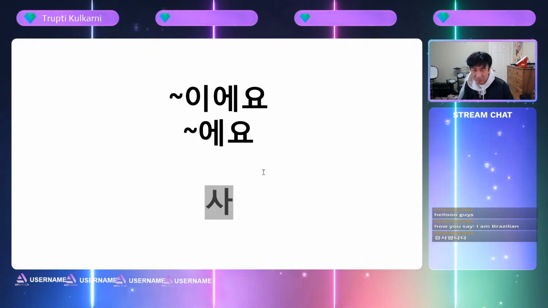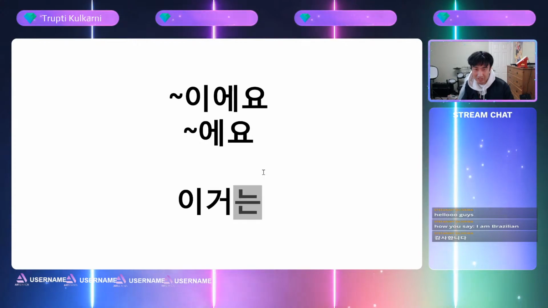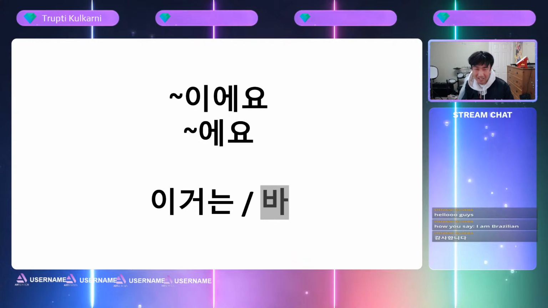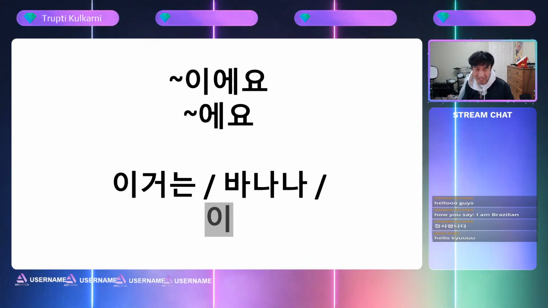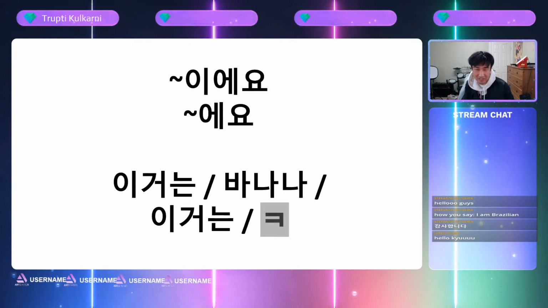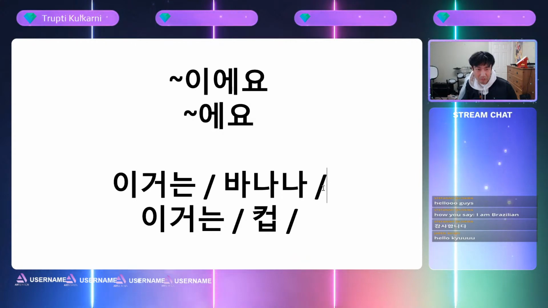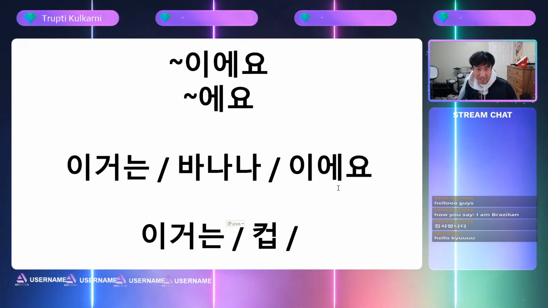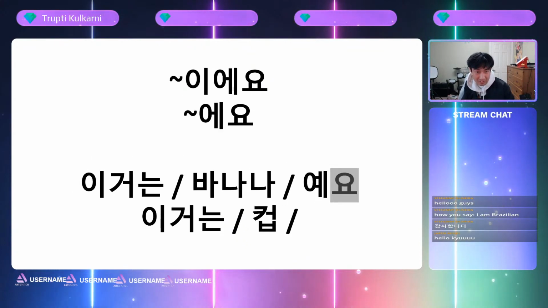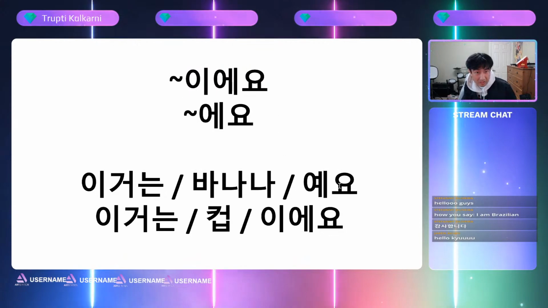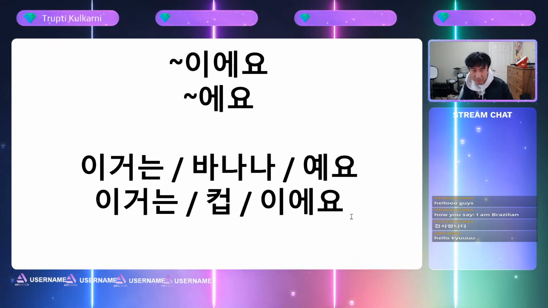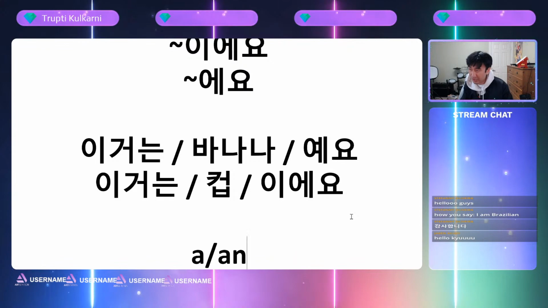So for example, let's say 이거는 바나나, and then 이거는 cup. For banana we say 바나나예요. But for cup we use 컵이에요. They both mean the same thing, like "this banana is, this cup is." But why are there two versions? Well, it's kind of like "a" and "an" in English. It's just for easier pronunciation.